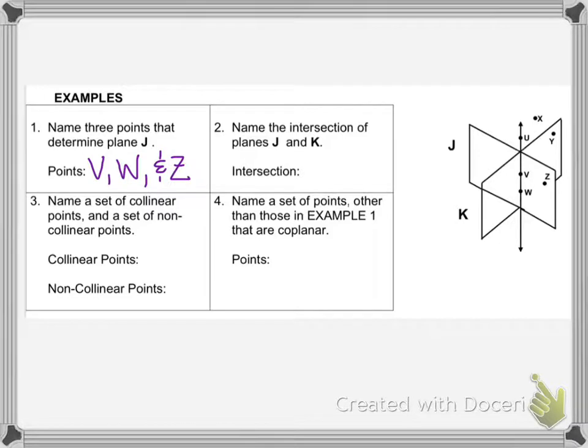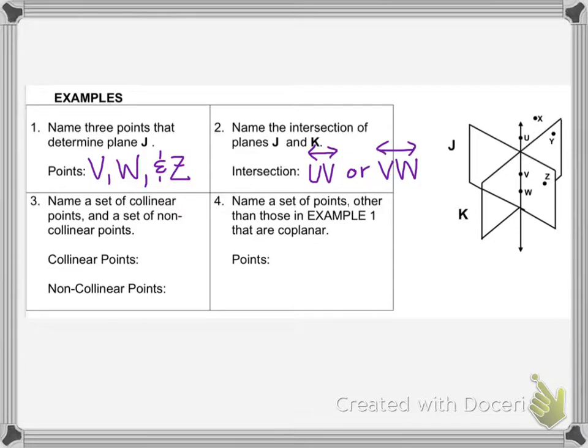All right, number 2, name the intersection of planes J and K. So this was that last postulate I was talking about. So the intersection is going to be this line right here. So remember, to name a line, you just need to pick any 2 points from the line, just 2, put them in any order you want, and then put a line with 2 arrows above it. So one way we might name this line is line UV. Or we might say line VW. There are probably about 6 different ways we could name this line. This is just 2 of them.